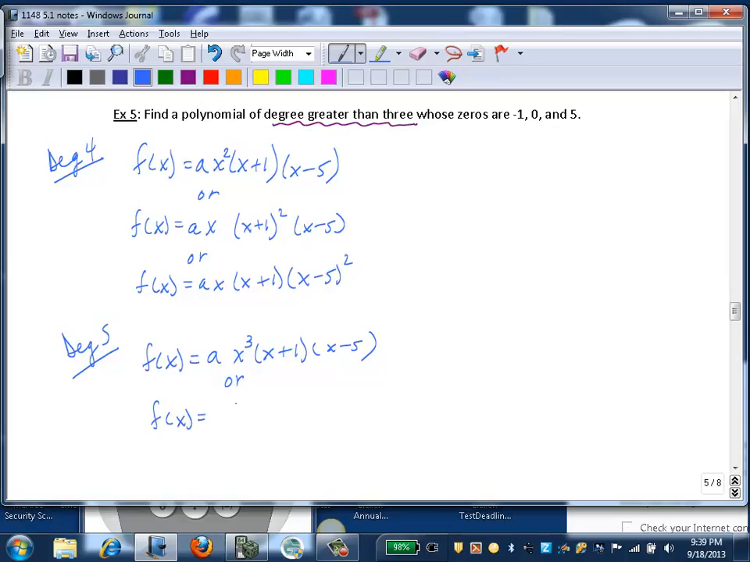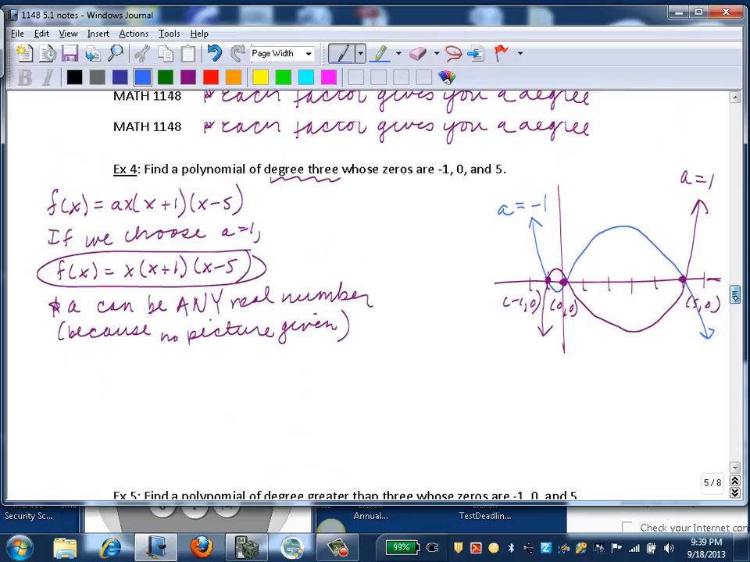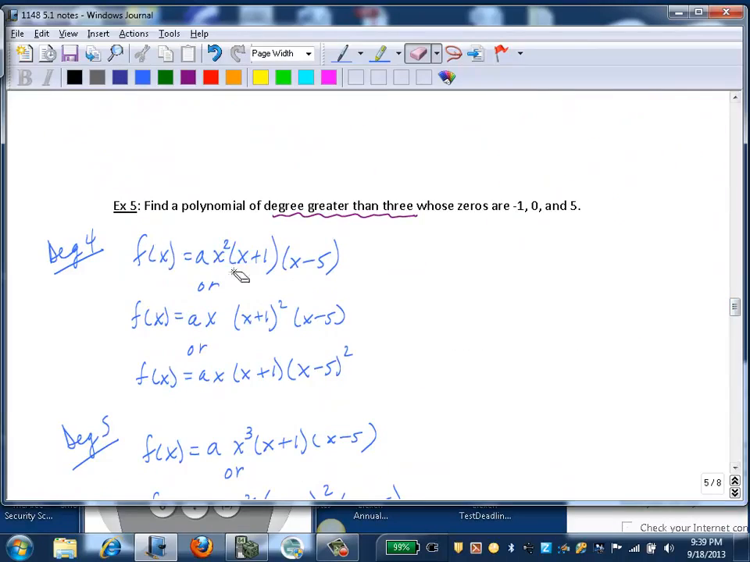Or I could square the x and square the x plus 1 and leave the x minus 5 alone. Or there's many others, as long as their exponents add up to that degree greater than 3. So to summarize, we said up at the top here, each factor of the polynomial will give you a degree. So if you want degree 3, you're going to have 3 factors. If you want degree 4, you'll have the exponents adding up to 4. So although I don't have 4 factors, I have 3 factors here, but one of the exponents is a 2. So it's like this factor counts twice. Or if I squared the x plus 1, that means this factor counts twice. And this is actually called multiplicity, which we will talk about shortly in the next section.